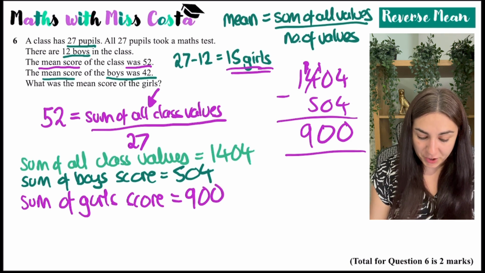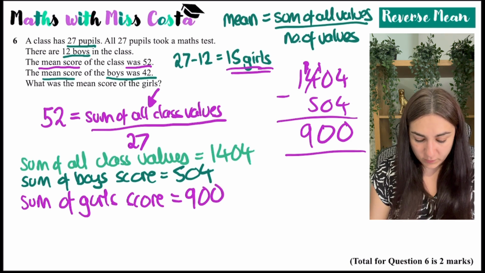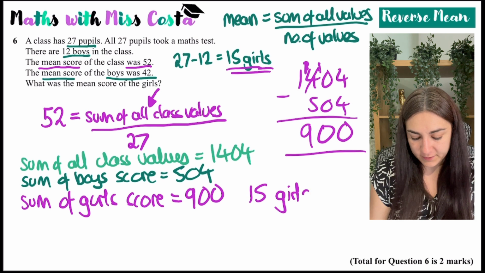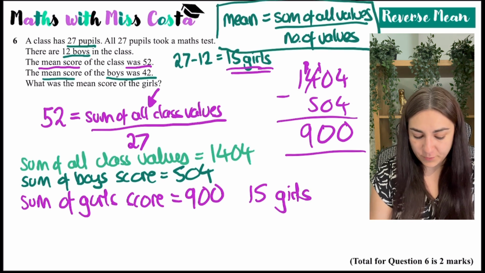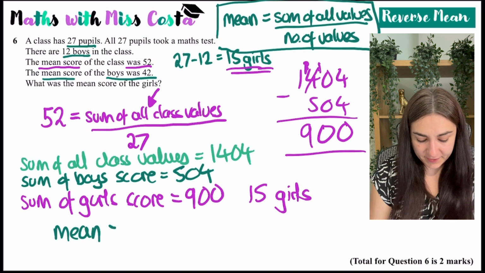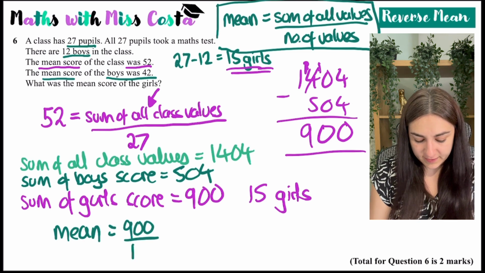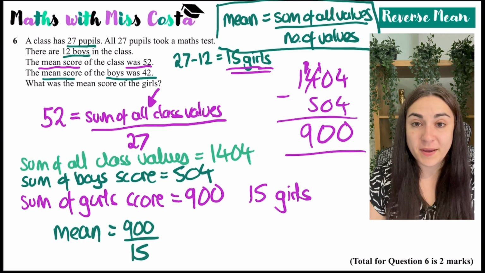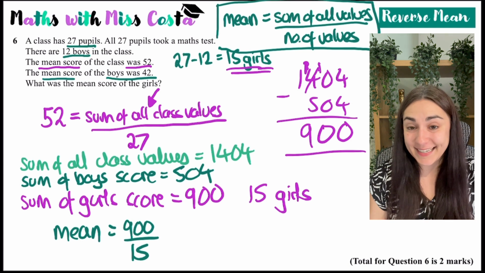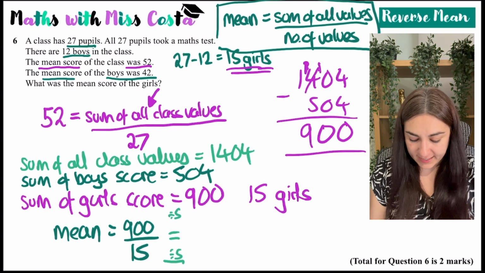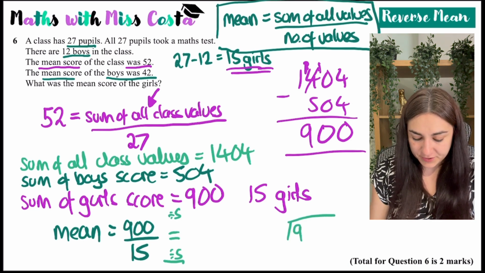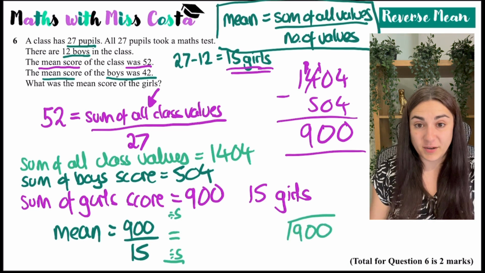Okay, so now I know the sum of the girls' scores. I also know that there are 15 girls, so I can use my mean formula to find that out. So the mean is going to be 900 divided by 15. And remember, non-calculator, the little trick is you just keep on simplifying the fraction. So I could divide everything by 5. Again, if you don't like division, just use the bus stop method.